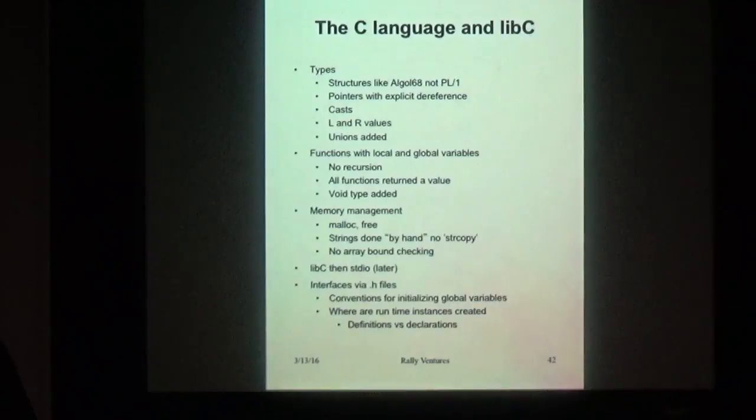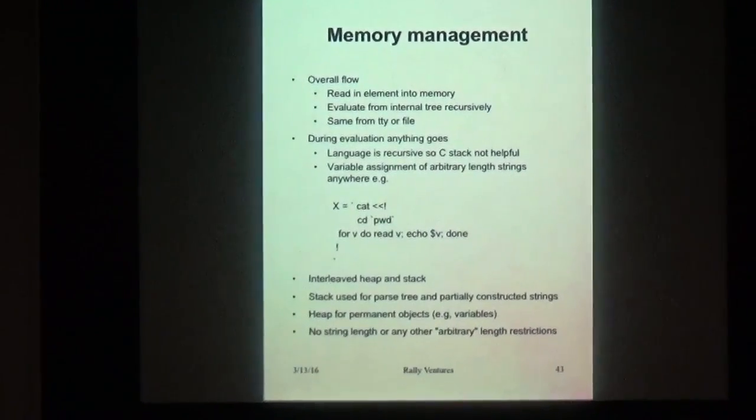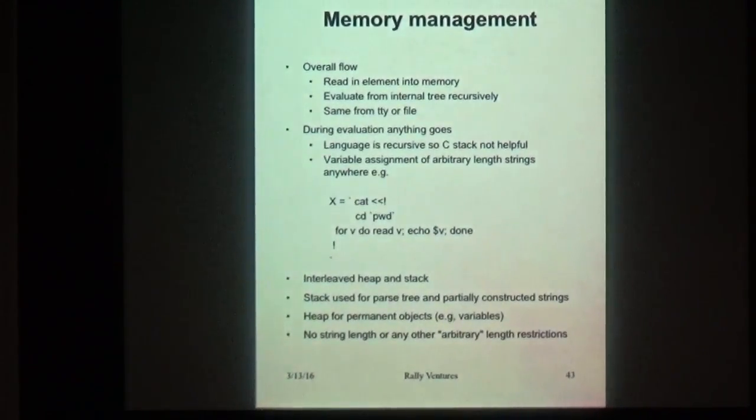Standard I/O, we talked about that, interface as well. Okay, so memory management. The way the shell works is it reads in a script, it gets to a point where it's read an element of some kind, puts it in memory and in some tree or something or other, and then it goes and evaluates that. And then when it's done, it throws that away and gets on to the next thing, down the script. And if the script is a single element, the whole thing, it'll read the whole thing and do it. So basically, it executes and evaluates from an internal tree. And it does that recursively.